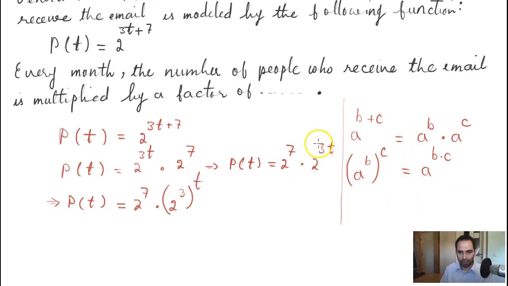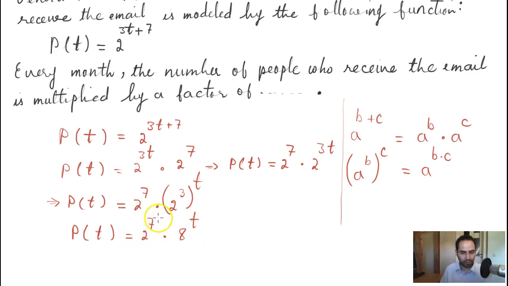So basically this part is just like this part. This is your b, this is your c, and this is your a. Based on this, I'm just rewriting this as 2 cube raised to the power t. Now what is 2 cube? 2 cube is 8. So I can write this as p of t is equal to 2 raised to the power 7 times 8 raised to the power t.